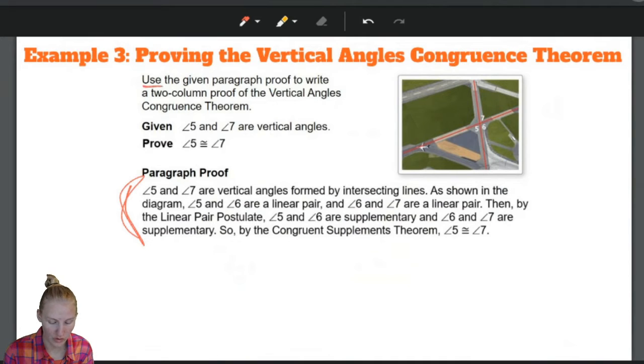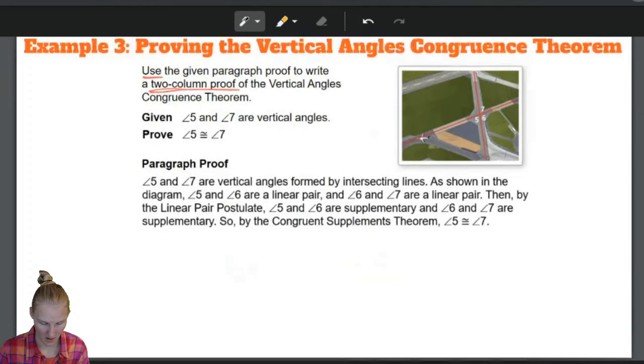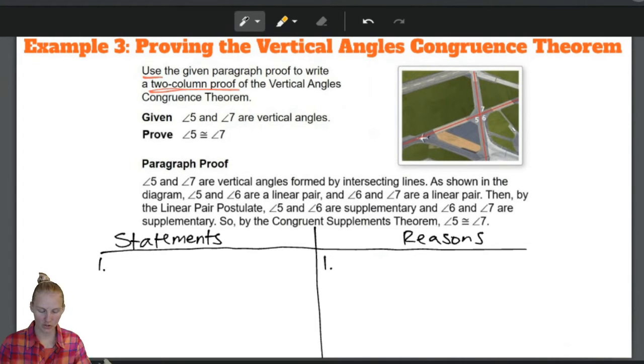We are supposed to use this paragraph proof to write a 2-column proof. So, we're going to have statements and reasons. And we're going to use this paragraph proof to come up with our statements and our reasons. So first, let's make sure that we understand the paragraph proof. Here's our diagram. I'm going to make these a little bit bolder. It looks like an airport runway here.